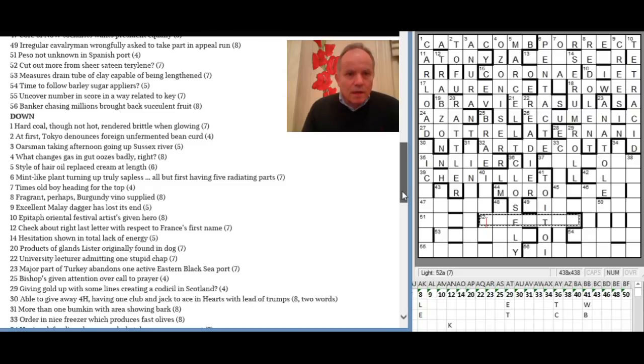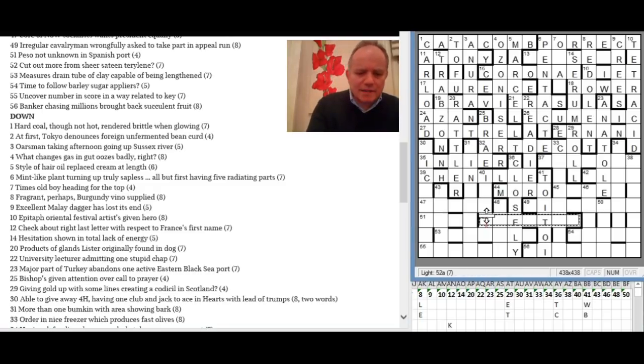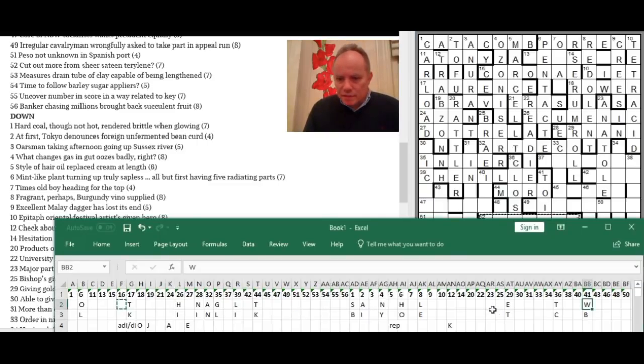Let's have a look at 52. Cut out from sheer sateen terylene. Okay, well, re-enter. Cut out more. Re-enter. I think that's it. I don't quite see why enter is cut out. But I think sat is the extra stuff in 52. But I'm not 100% sure, but it just feels right. Sorry, going with a bit of instinct there. 27 minus 19 is H, and T minus A must be S. Okay.